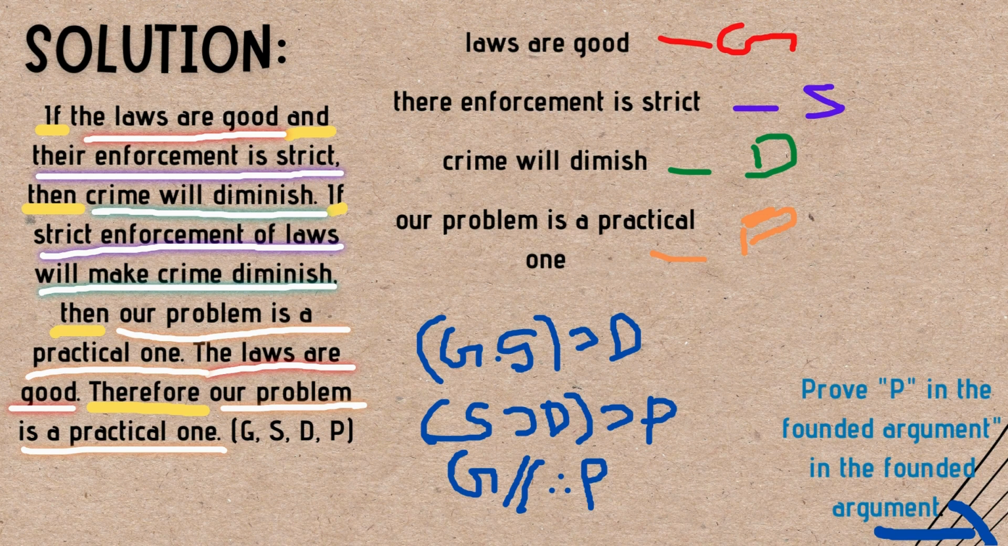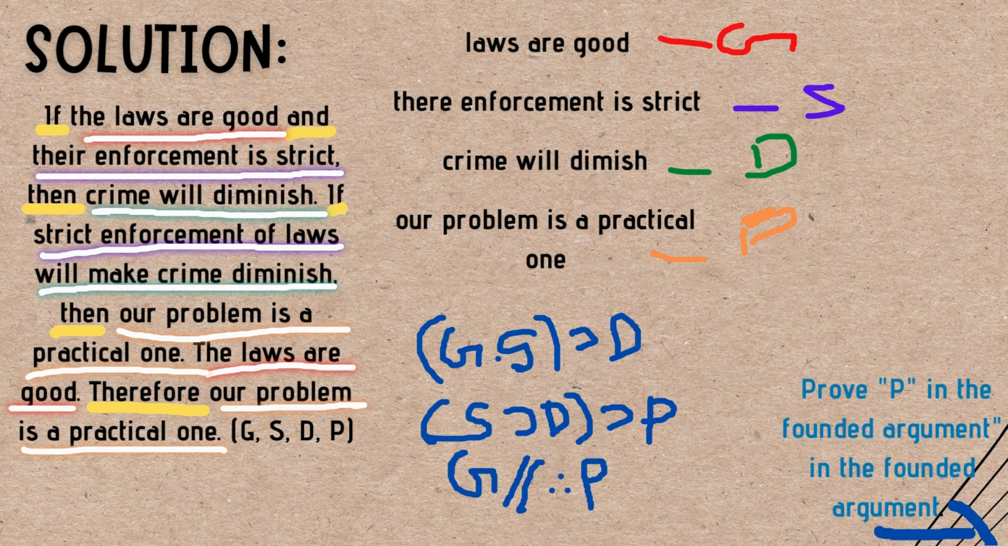So we are using D. Enforcement is strict, you are using the variable S. G and S, then the crime will diminish. If we are using if-then, so implication: crime will diminish, so D we are using. Like that we are forming a premise.